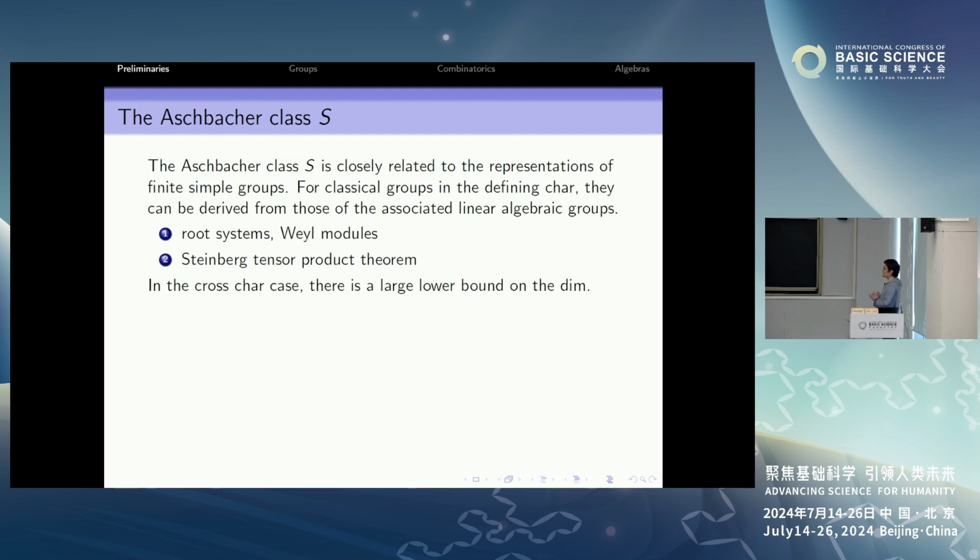So we mentioned the difficult part, the Aschbacher class S. It is closely related to the representations of finite simple groups. For classical groups in the defining characteristic, they can be derived from those of the associated linear algebraic groups, which require the knowledge of a root system and Weyl modules. The Steinberg tensor product theorem would tell you an irreducible module is the tensor product of p-restricted irreducible modules. And in the cross-characteristic case, there's a large lower bound on the dimension of such a representation.